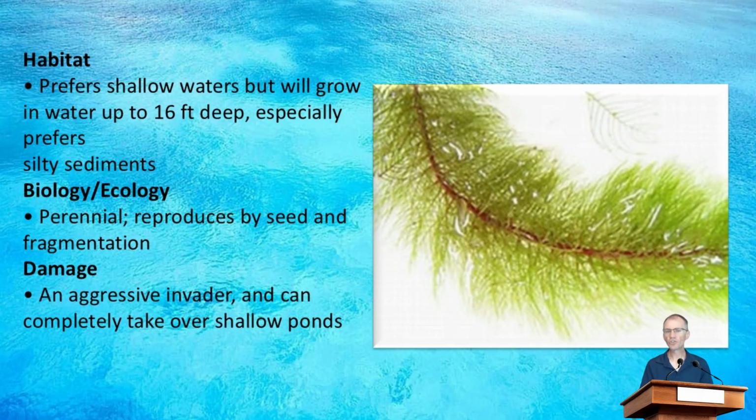Habitat: prefers shallow waters, but will grow in water up to 16 feet deep. Especially prefers silty sediments. Biology and ecology: perennial, reproduces by seed and fragmentation. Damage: an aggressive invader and can completely take over shallow ponds.